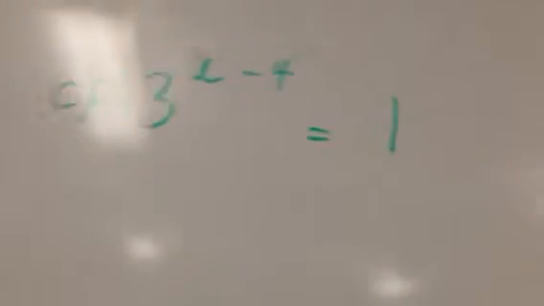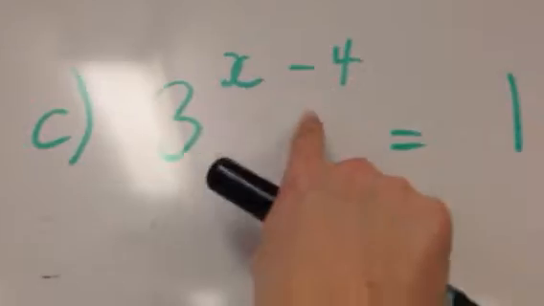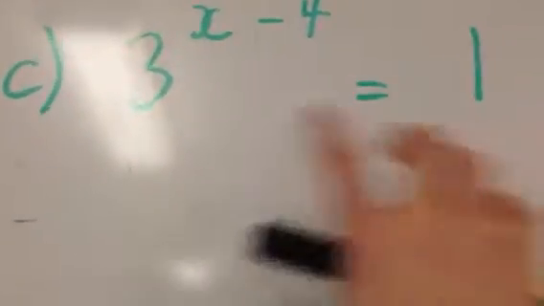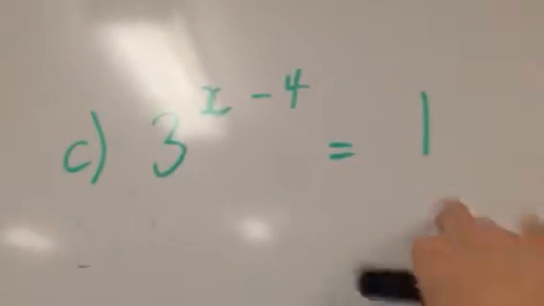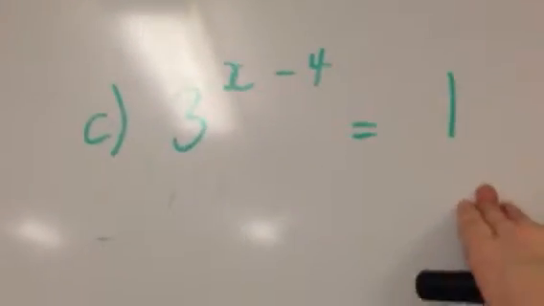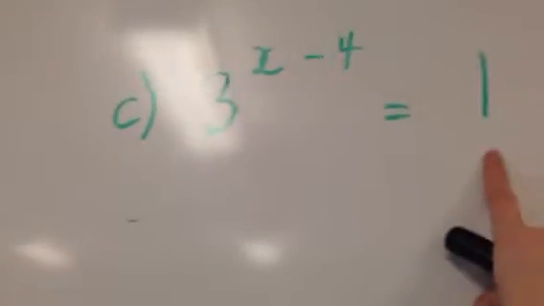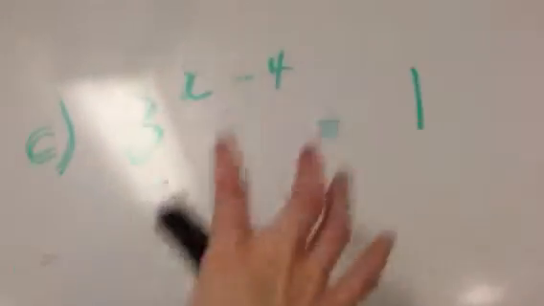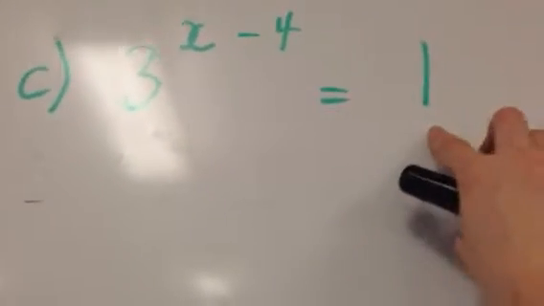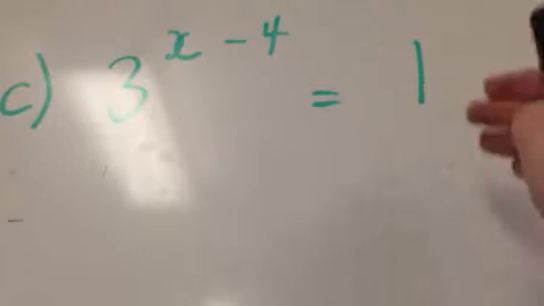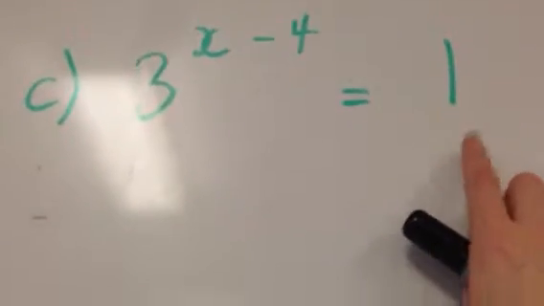Okay, same here. We've got 3 to the power of x minus 4 equals 1. Now, how do we get this so that we have the same base? Because here we've got a base of 3, here we've got a base of 1. We usually see if we can go down to the smaller base, which would be 1 in this case, but that doesn't seem to work out. So I need to think about, how actually do I get a 1? Well, when I'm thinking about indices, anything to the power of 0 gives me 1.